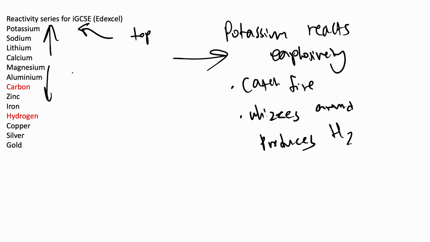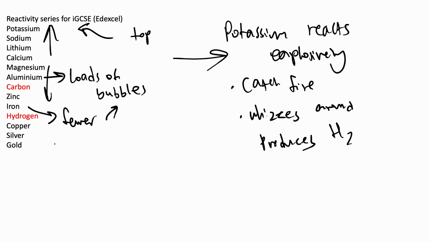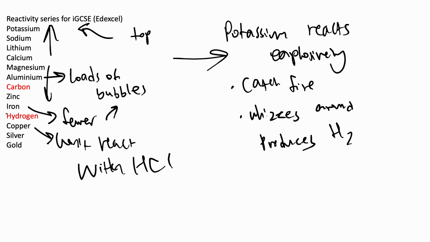By the time you get to maybe magnesium, this is going to produce loads of bubbles. As you go even further down, zinc and iron, fewer bubbles. And by the time you get all the way down to copper, it usually won't even react with hydrochloric acid, because that's how unreactive it is. So up to maybe iron, you might have bubbles being produced, and as you go down, fewer bubbles, and by the time you get to copper, it won't even react. Gold is obviously the least reactive, which is why it's expensive as well. As you go up, more explosive, more fire, etc.